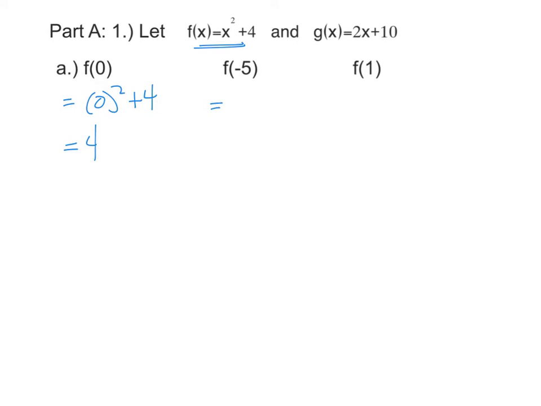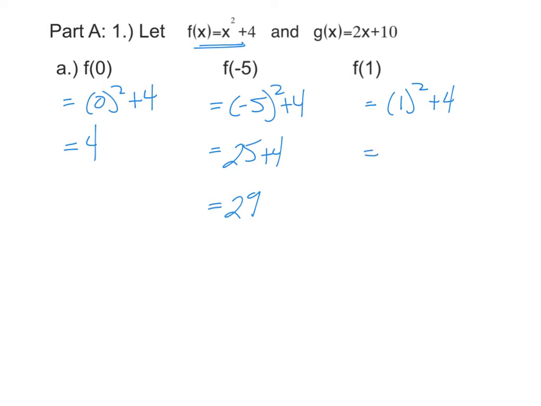Same thing with negative 5. Just plug it in. Negative 5 squared plus 4. Negative 5 squared is 25. Plus 4 makes 29. And f of 1 is 1 squared plus 4. So 1 plus 4 is 5.